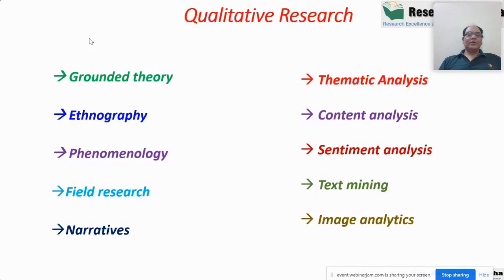Then a fifth method of qualitative research is narratives. Narratives is the art of storytelling. So how do you explain the story? How you explain the concept in the form of a story, that is known as narratives. Okay, so these are the different methods of qualitative research.